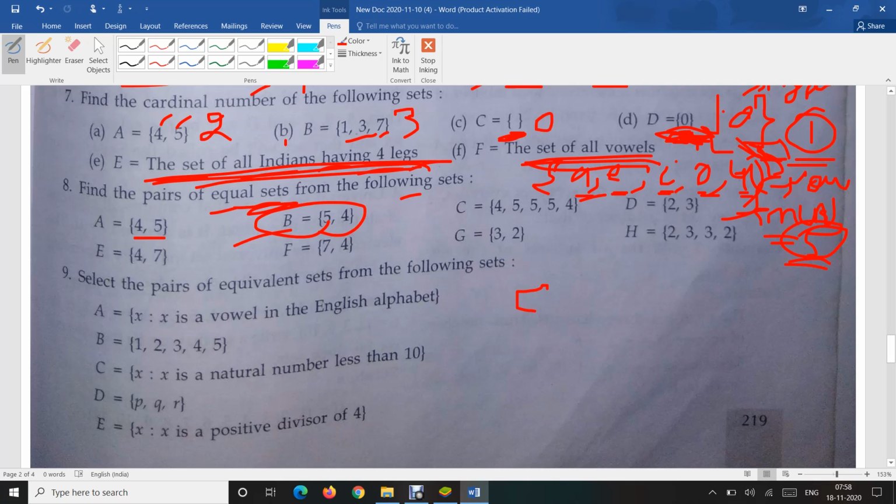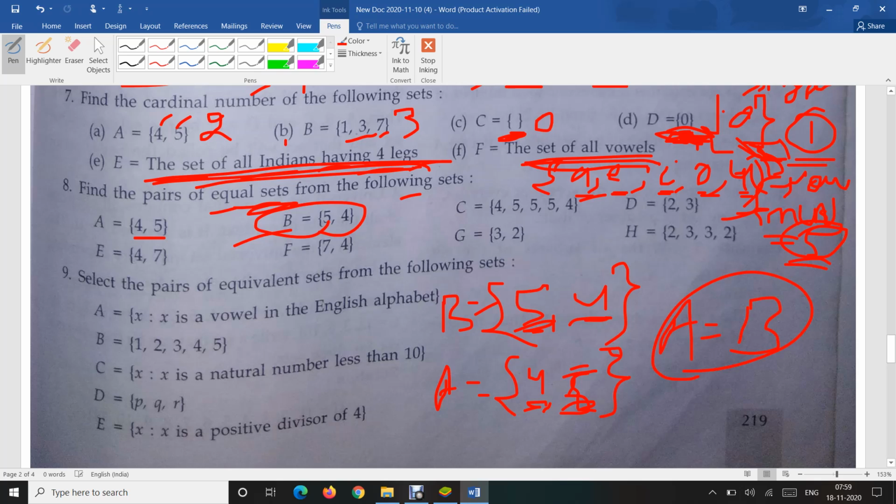Set B has 5, 4 elements and set A has 4, 5 elements. See, 5 is present in set B, so you have to check whether 5 is in set A. Yes, 5 is also in set A. 4 is in set B and 4 is also in set A. That means A is equal to B. They have the same elements, 4, 5 or 4, 5. The order of the elements doesn't matter. It can be 4, 5 or 5, 4. Still these are the same because both sets contain the same elements 4 and 5. So A is equal to B.